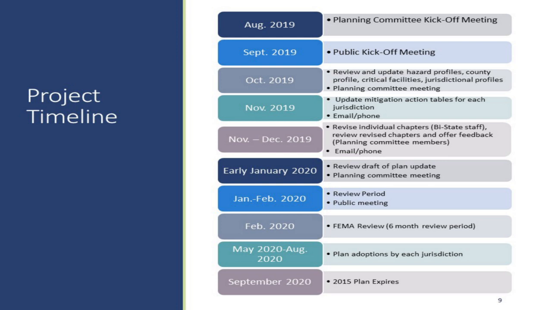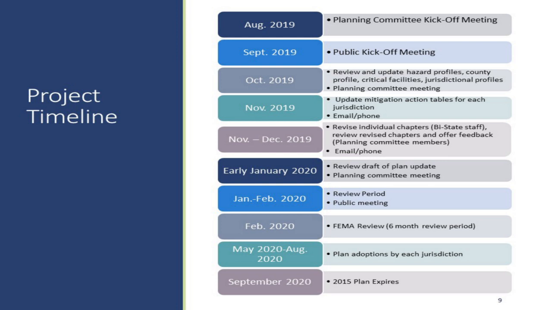At the beginning of early January, we'll have that draft plan ready to go and review for the individual jurisdictions. We'll have one more committee meeting at that time. We'll send out the draft ahead of time for everyone to read, and then when the committee comes together, we'll go through and make sure that any edits that need to be made are noted so that we can get those edits made before presenting the plan both to the public and to FEMA.